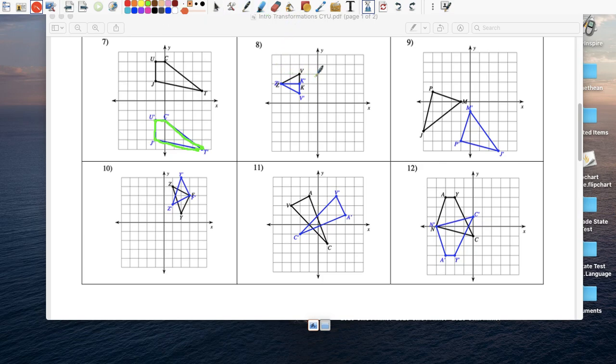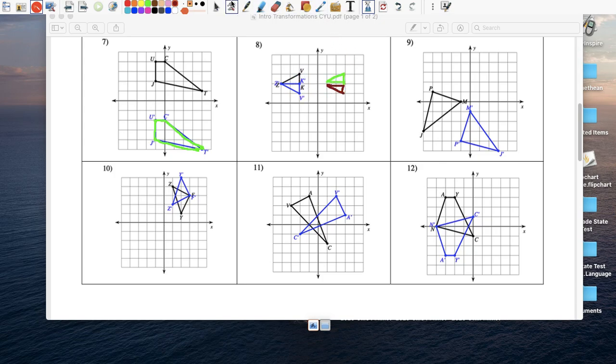Here, let me break that apart. So you have two images. You have an image here, the original image that looks like this, and then its reflection that looks like that. And really hard to see the cell.